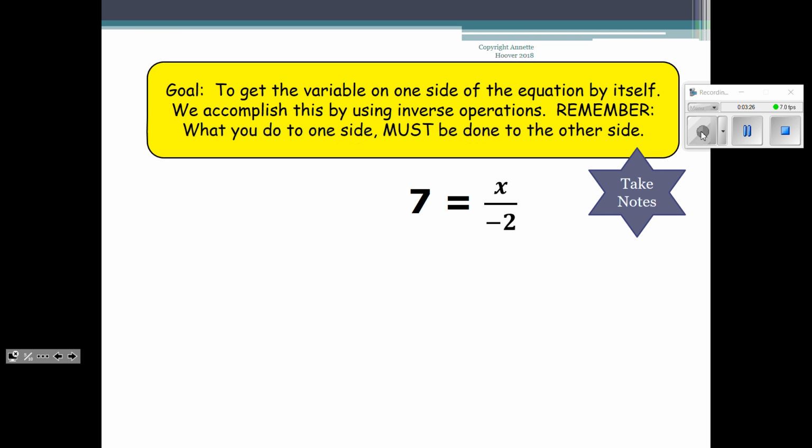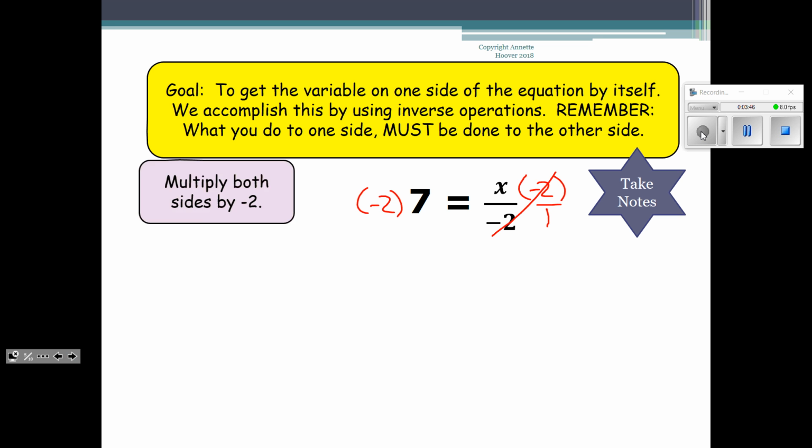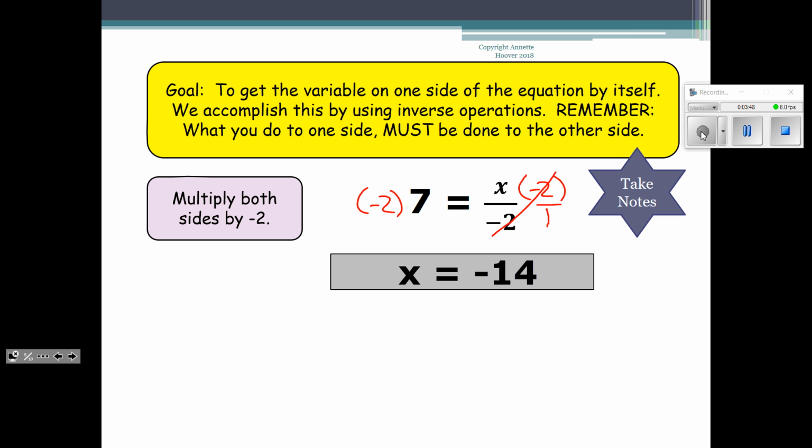This time the variable is on the right side of the equation, but the same thing is taking place. It is being divided by a negative 2. The opposite of dividing is multiplying, so we're going to multiply both sides by a negative 2. And this would be over 1. These cancel out. So on the left side, we just have 7 times a negative 2, which is negative 14.